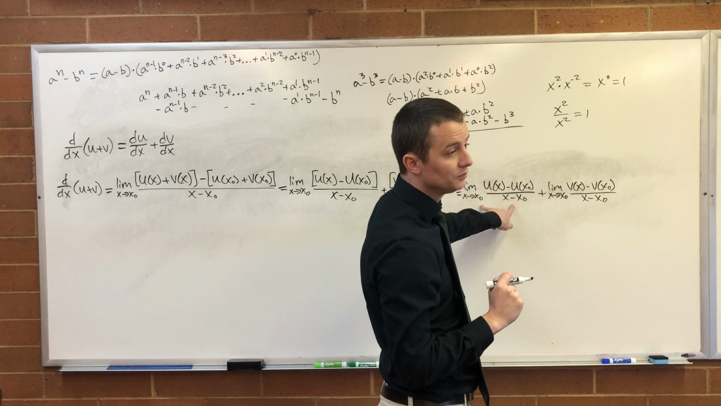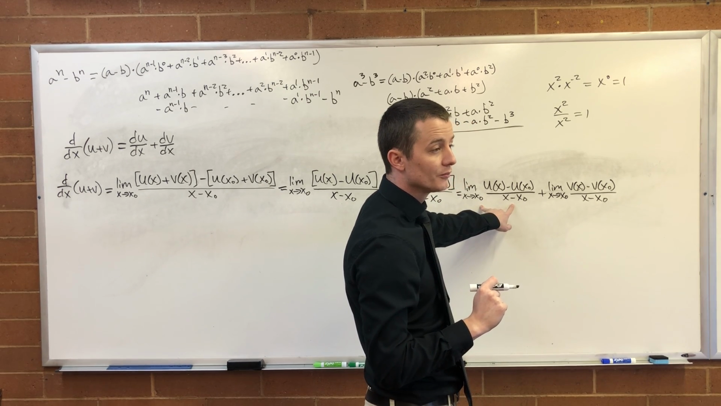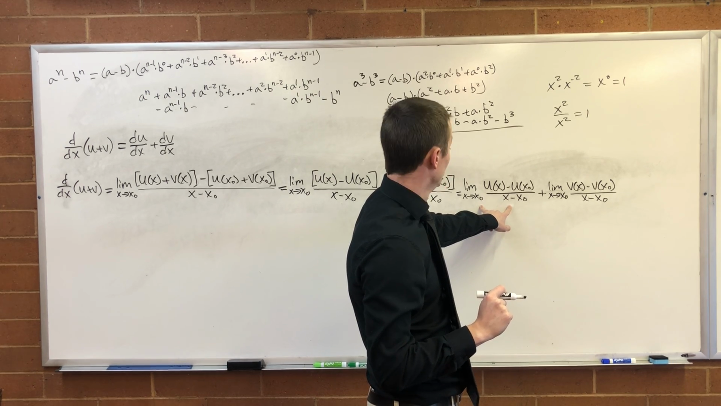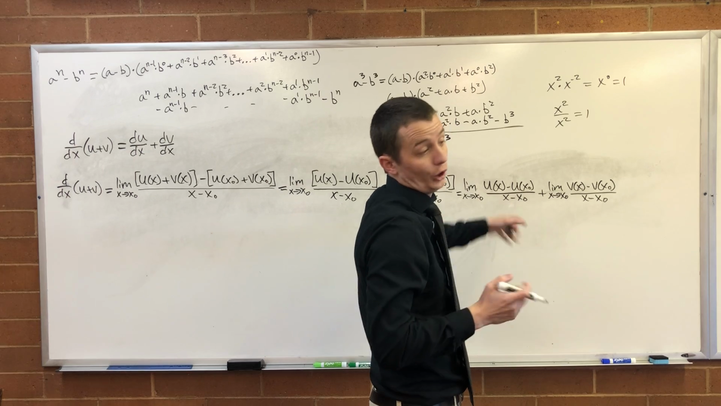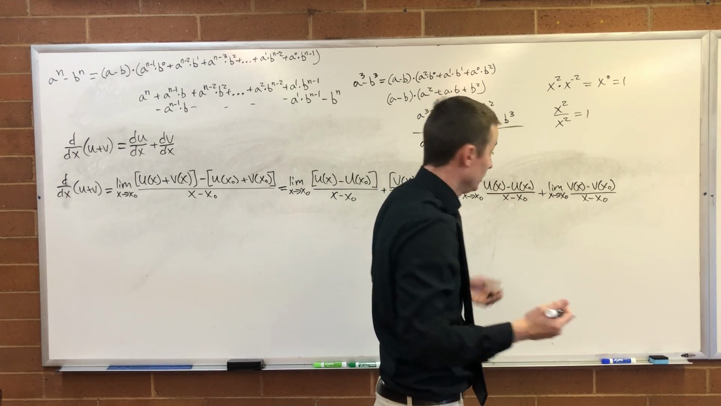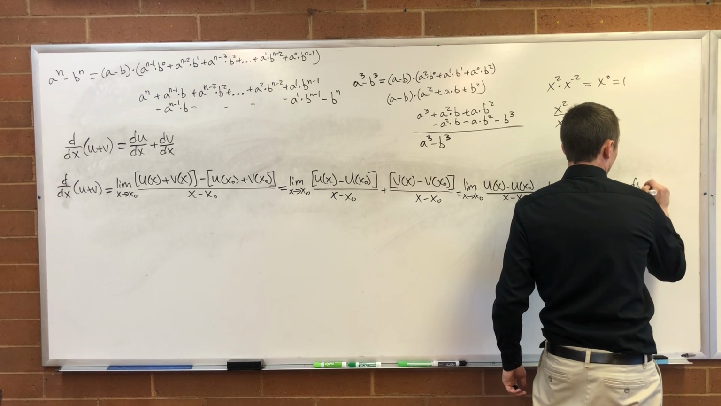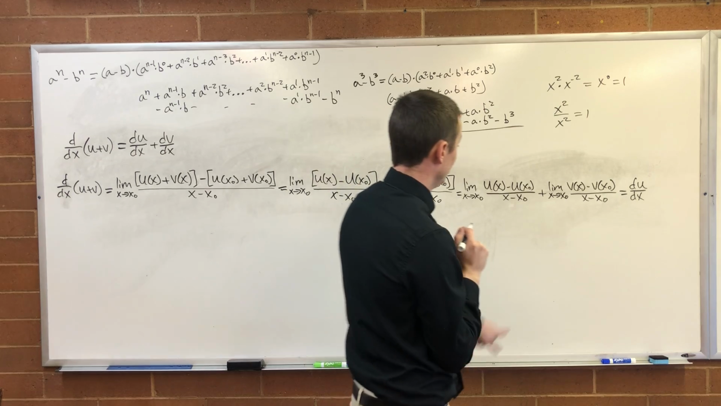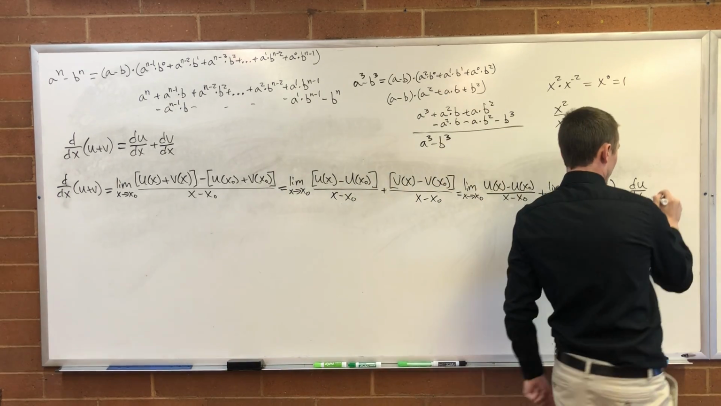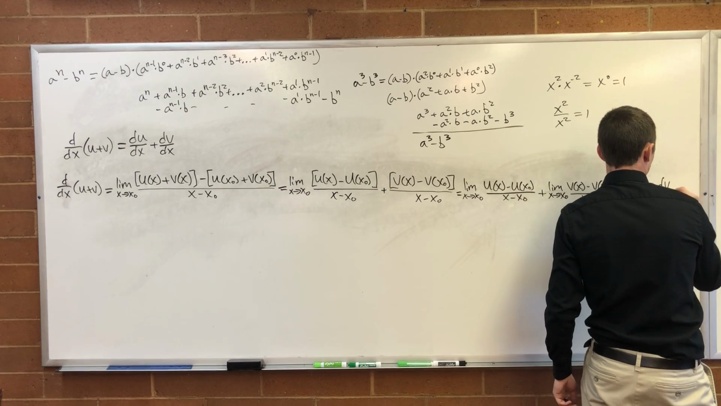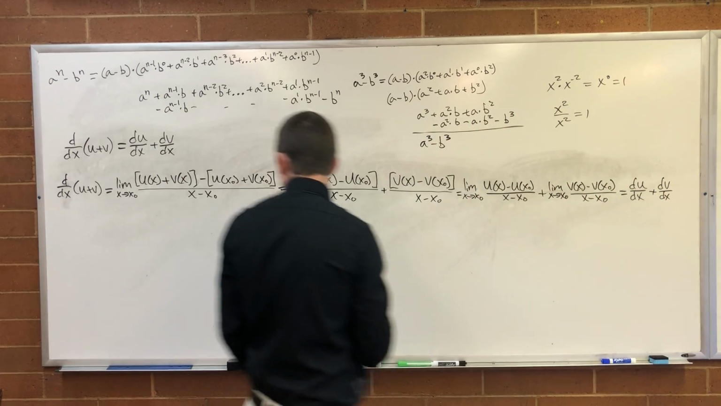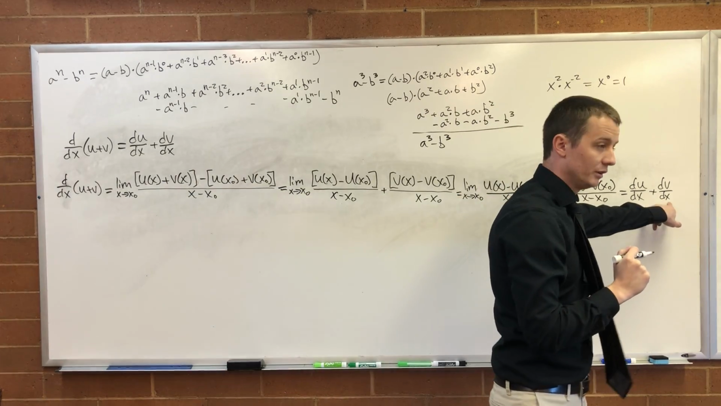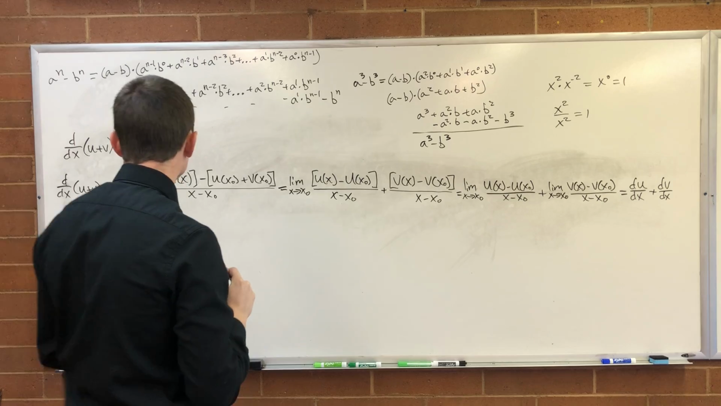What is this limit? It's just the derivative of u. We don't know what it is, but it's the derivative of u. So whatever it is, it's the derivative of u with respect to x, du/dx. Okay. Similarly, what's this? The derivative of v. So we've really shown the derivative of a sum is equal to the sum of the derivatives. Okay. Make sense?